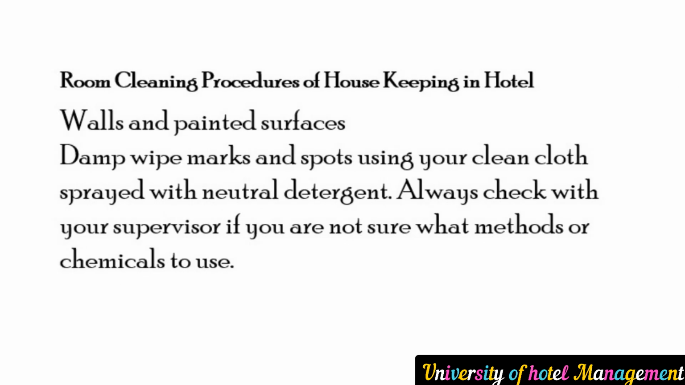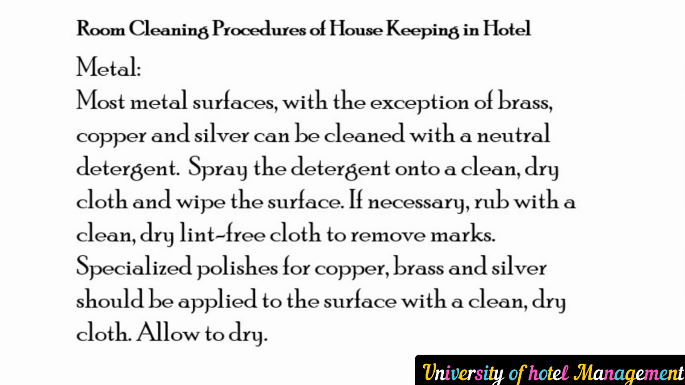Walls and painted surfaces. Damp wipe marks and spots using your clean cloth sprayed with neutral detergent. Always check with your supervisor if you are not sure what methods or chemicals to use. Most metal surfaces, with the exception of brass, copper, and silver, can be cleaned with a neutral detergent. Spray the detergent onto a clean, dry cloth and wipe the surface. If necessary, rub with a clean, dry, lint-free cloth to remove marks.